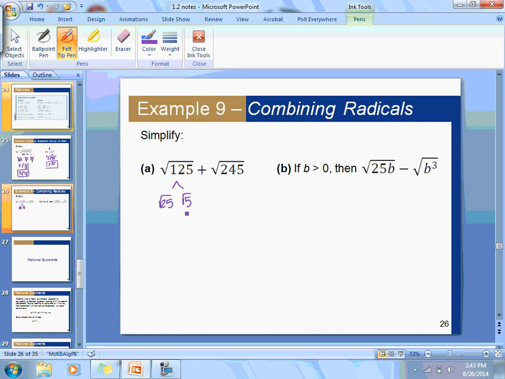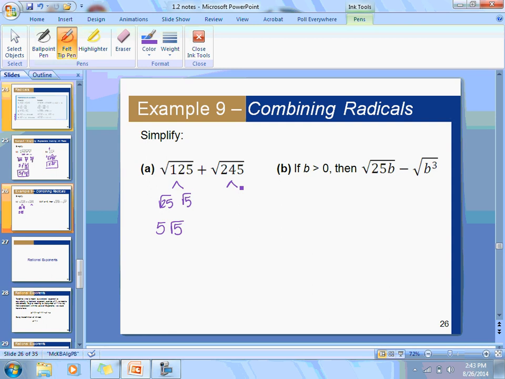Now, I can't take the square root of 5, but I can take the square root of 25. So that's 5 square root 5. So I can't simplify that problem all the way, but I can simplify it more than it was. And then I'm going to do the same thing with 245. I'm going to think, okay, what's the biggest perfect square that goes into 245? And you might have to remember what your perfect squares are: 4, 9, 16, 25, etc.